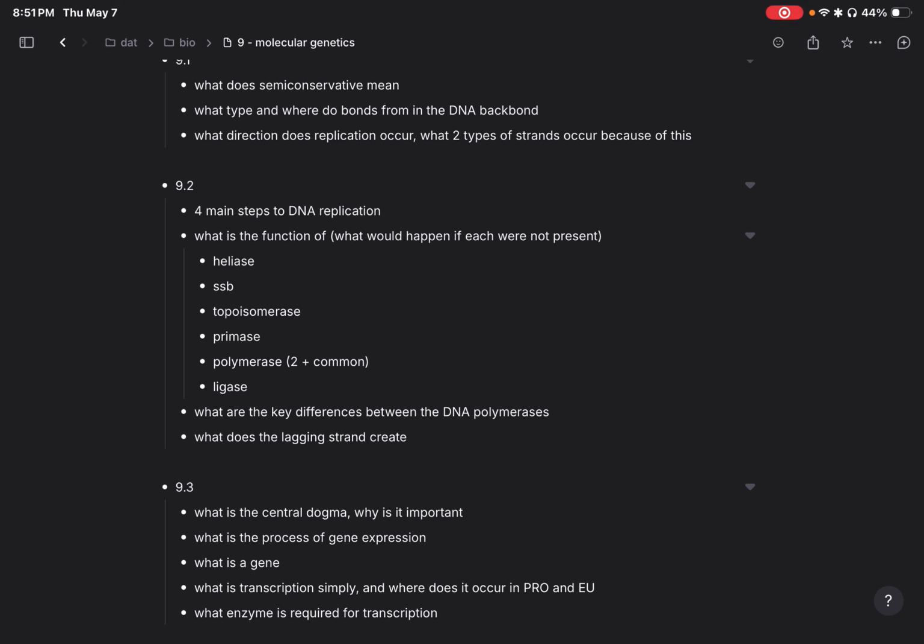Primase is responsible for putting the RNA primer for where polymerase will bind. So it's just placing the RNA primer. Without it, then there will not be any starting point for polymerase to start elongating or start replication. Polymerase, so there's polymerase 3 and polymerase 1. The common thing between them is that they add nucleotides in the 5' to 3' direction.